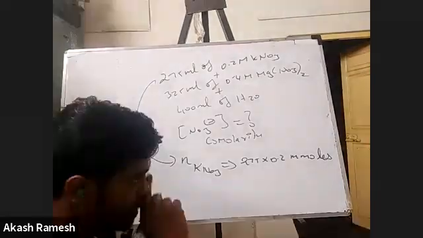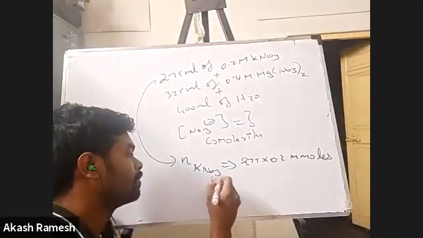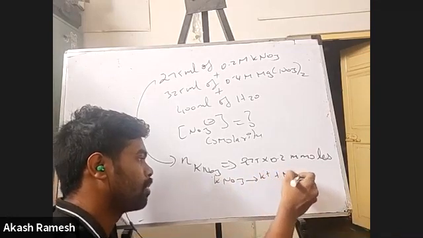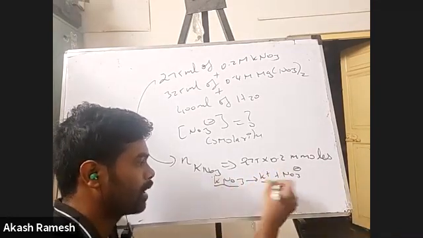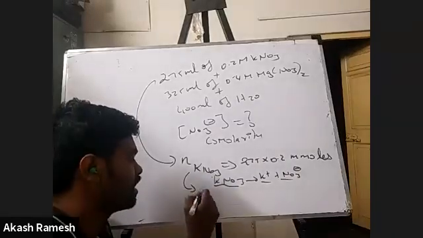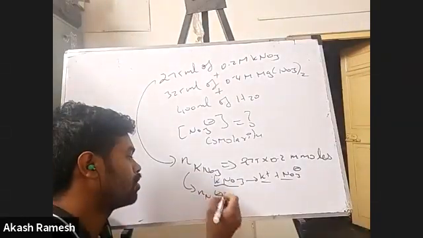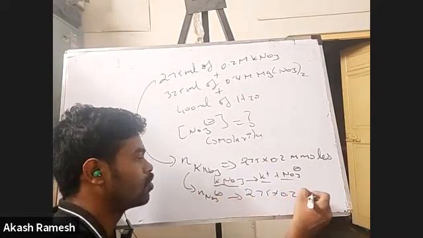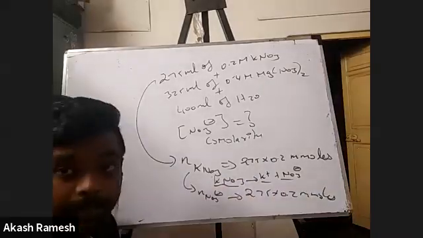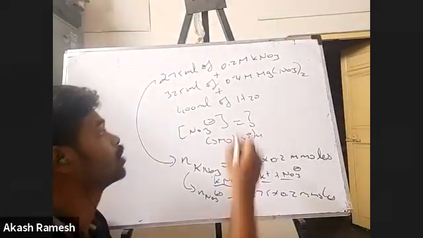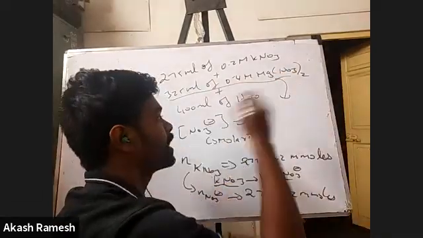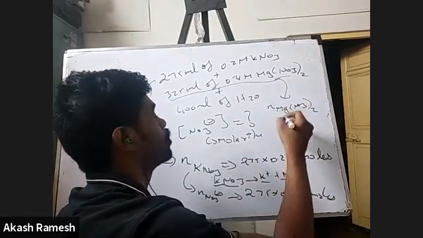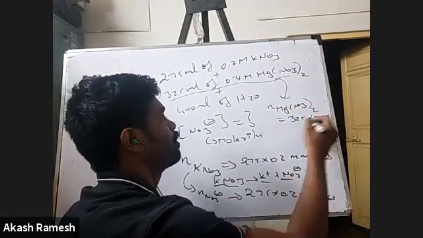Now, KNO3 will give me 1 mole of K plus and 1 mole of NO3 minus. So 1 mole of KNO3 gives 1 mole of this. So I can directly say the number of moles of NO3 minus coming from KNO3 is again going to be the same thing, 275 into 0.2 millimoles. Now, for this solution, the number of moles of Mg(NO3)2 will be equal to 325 into 0.4 millimoles.